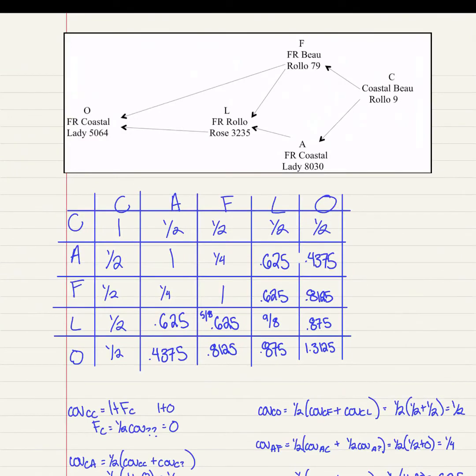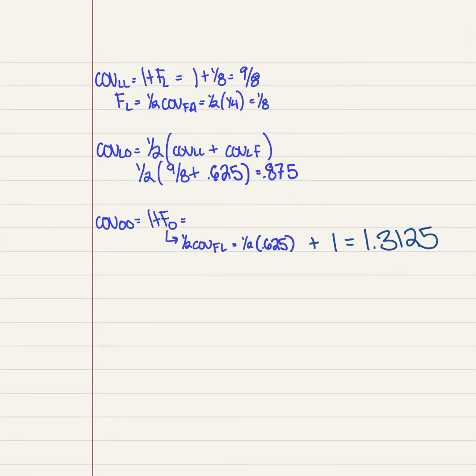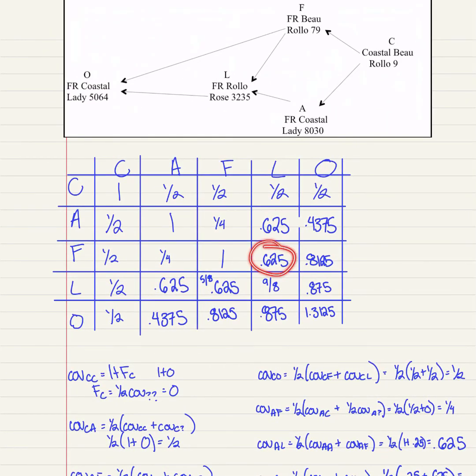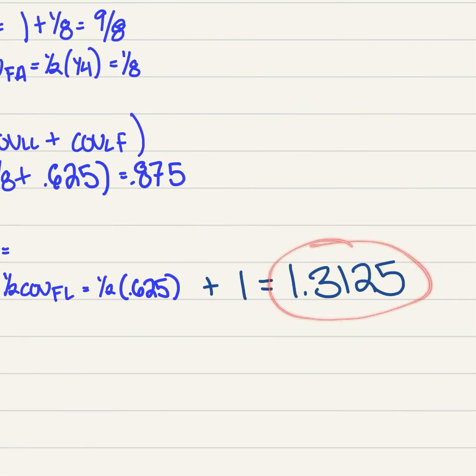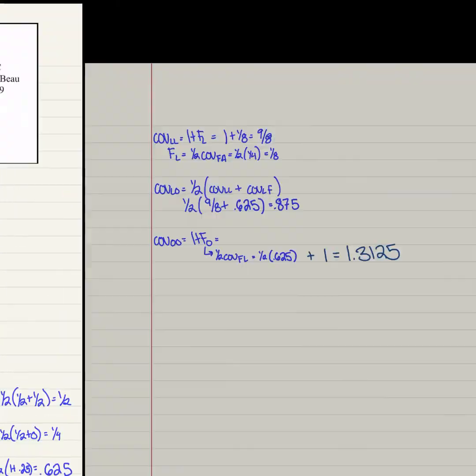And then the last thing that we have to do is the covariance of O with itself. And we know that this value is not going to be 1 because O is definitely inbred. F and L are definitely related to each other. So the covariance of O with itself is going to be 1 plus F of O. And F of O is equal to half the covariance between his parents, which are F and L, which we have calculated to be right here. And so half the covariance of F and L, so half times 0.625, plus 1 is equal to 1.3125. So that is the covariance between O and itself. You can't forget to multiply by this half or add to 1. It's really important. So that will complete our covariance chart.